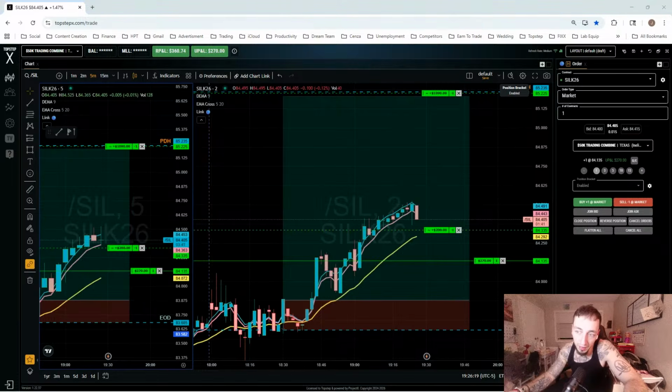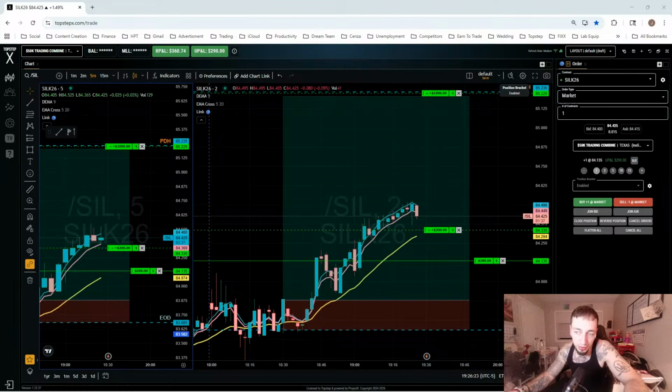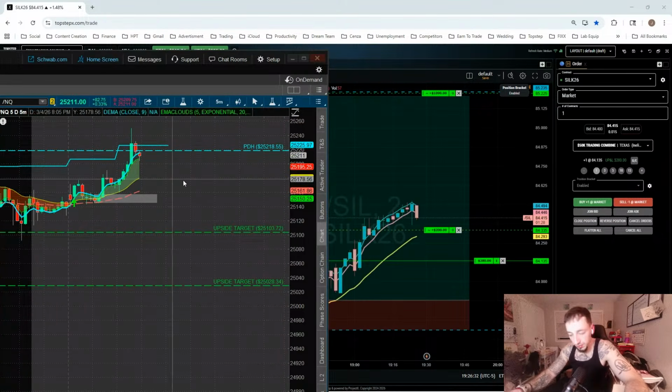I might hold off on it because NQ is starting to shift here. There's no structure here on NQ, so it makes sense if it does reverse. I got my NQ chart right here. There's really... Oh, hold up.